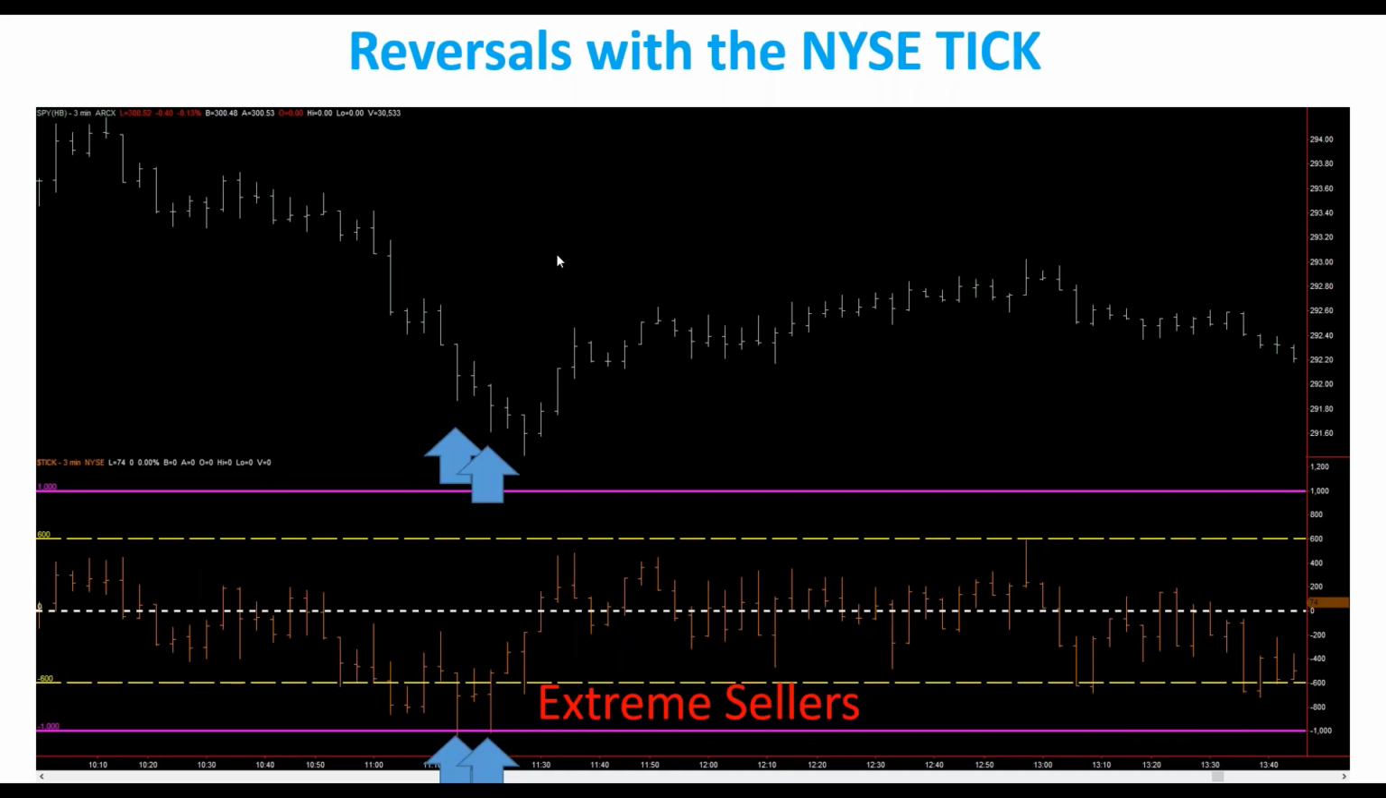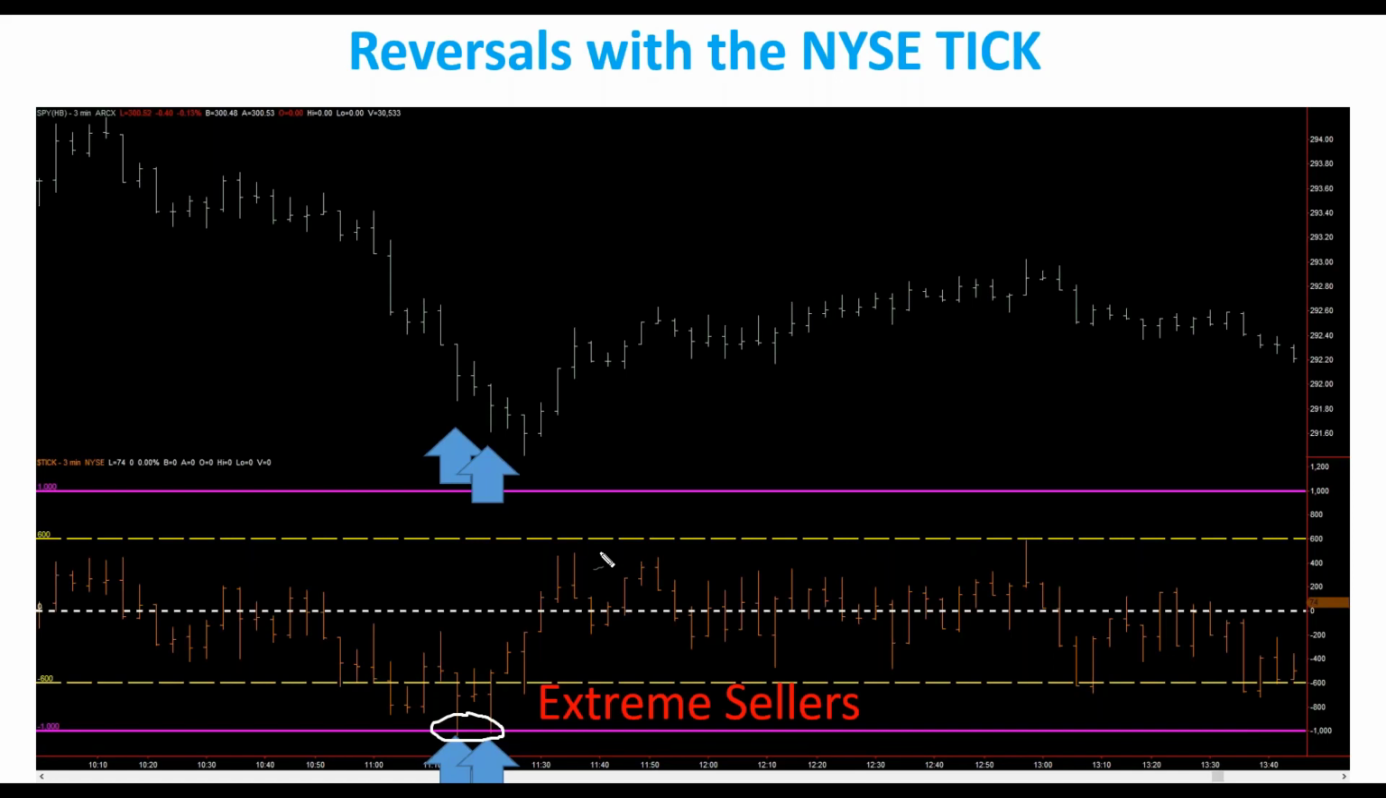Now, let me quickly talk about extreme buying, extreme points where we get a negative 1,000 or positive 1,000 value in the NYSE tick. Now, let me be the first to say I'm not a huge fan of this strategy. A lot of times I don't think it's good enough to trade with. But let me tell you how it works.